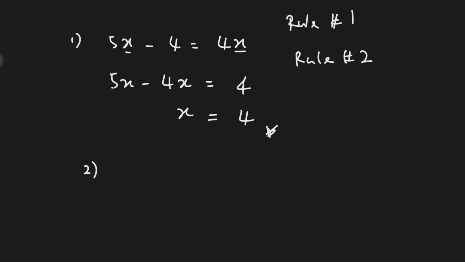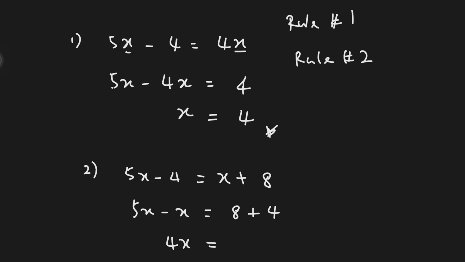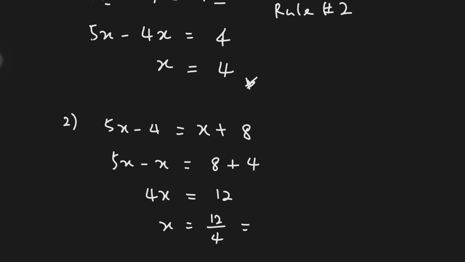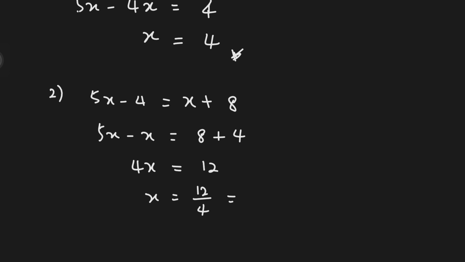Let's try another equation where we have 5x minus 4 equals x plus 8. Again, rule number 1, keep all your variables on one side, and numbers on the other side. In this case, my numbers will be on the right side. 5x minus x equals 4x, 8 plus 4 equals 12. And each time you bring over a number across the equal sign, you will reverse the original operation.